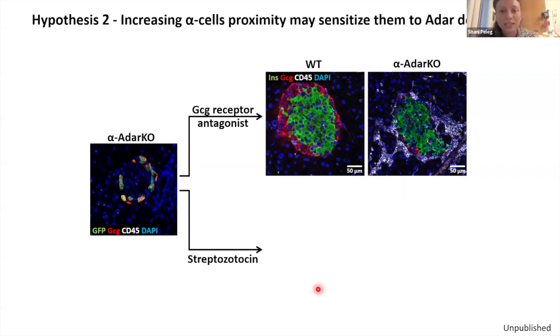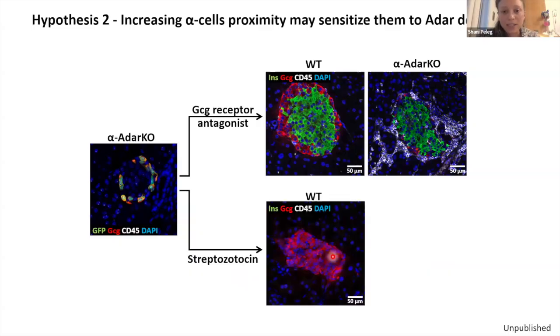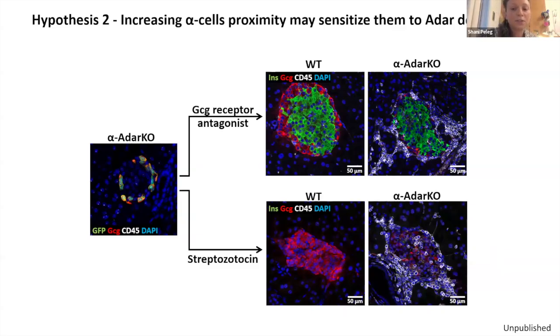Next, we treated wild-type islets and alpha ADAR knockout islets with streptozotocin, and we could see how, indeed, streptozotocin led to selective beta cell death. So we were left with alpha cell-only islets. And we were very excited to see that when we treated alpha ADAR knockout mice with streptozotocin, this also led to islet inflammation. So to summarize these findings, we suggest that in our ADAR deficient alpha cell model, we can augment the interferon response to levels that attract inflammatory cells by increasing the clustering of mutant alpha cells.